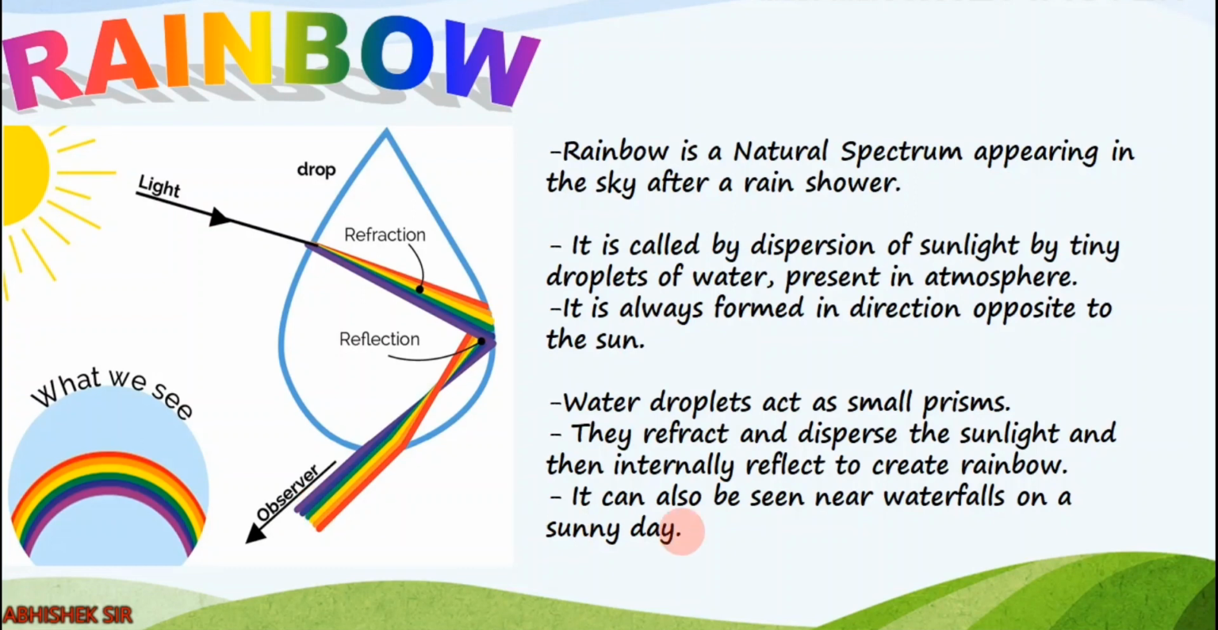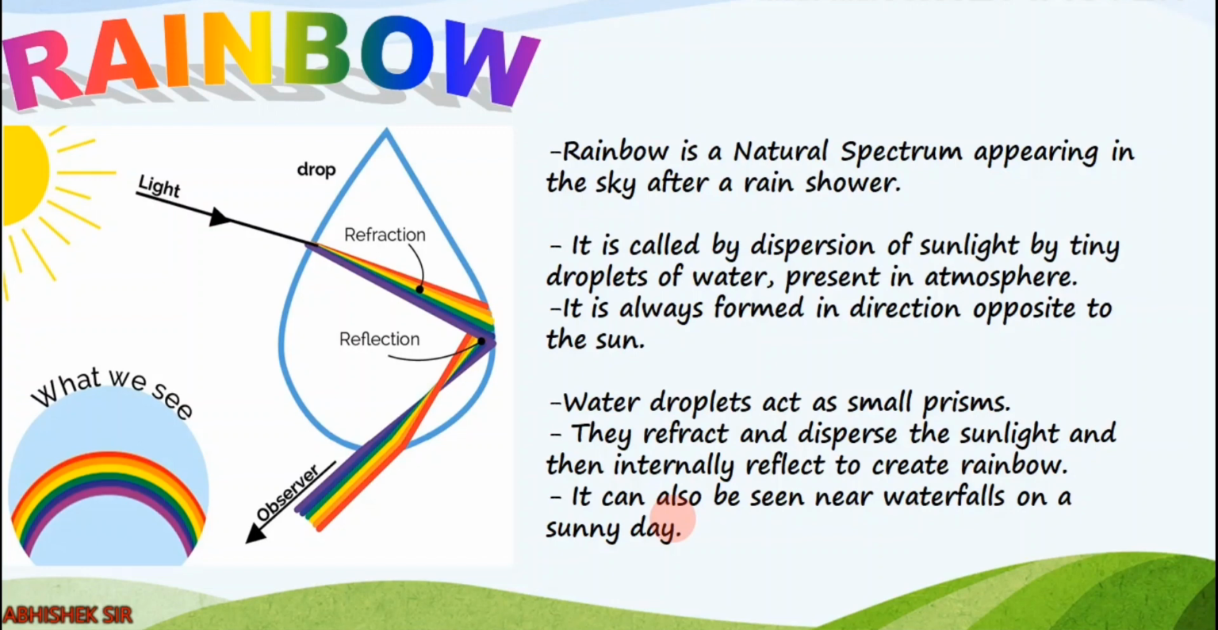So that is why a rainbow is always formed in the direction opposite to the sun. If you are seeing the rainbow in the front direction, the sun is at the back. Clear? If the sun is in the east, you will see the rainbow in the west. So the rainbow is always formed in the opposite direction. Water droplets act as small prisms. They refract and disperse the sunlight and then internally reflect it to create a rainbow.